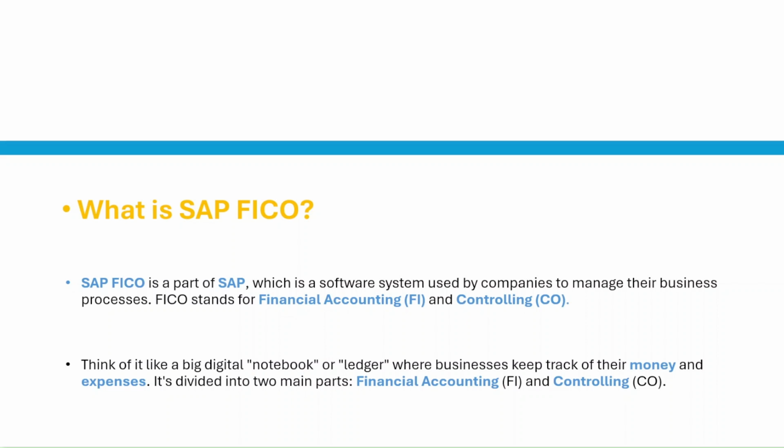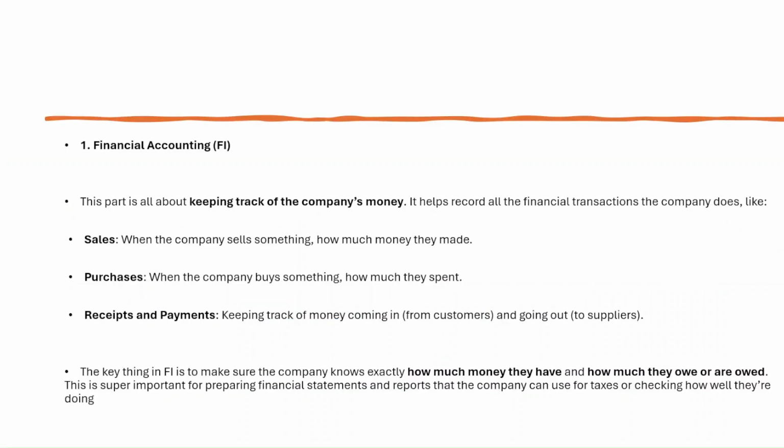Okay, so as I told you, it consists of two words, FI and CO. FI stands for financial accounting and CO stands for controlling. So in real time also there are two consultants: one is the FI consultant, another one is the CO consultant. So two consultants are there, right?